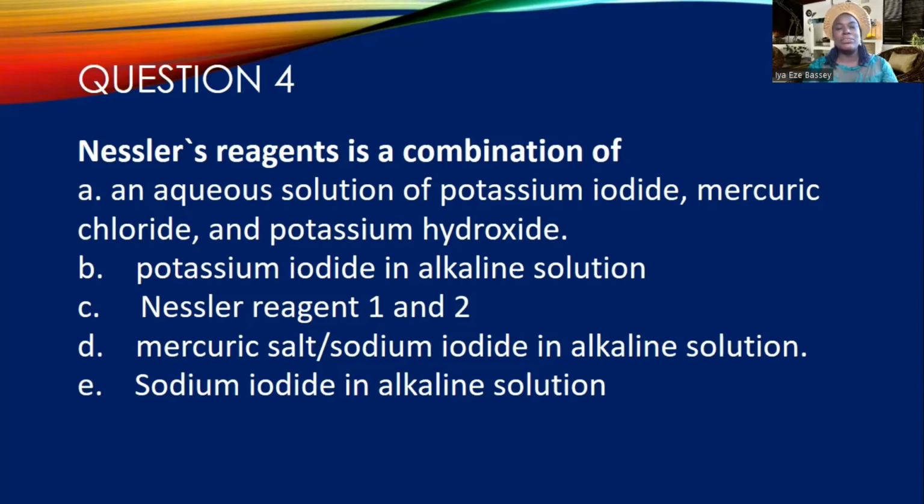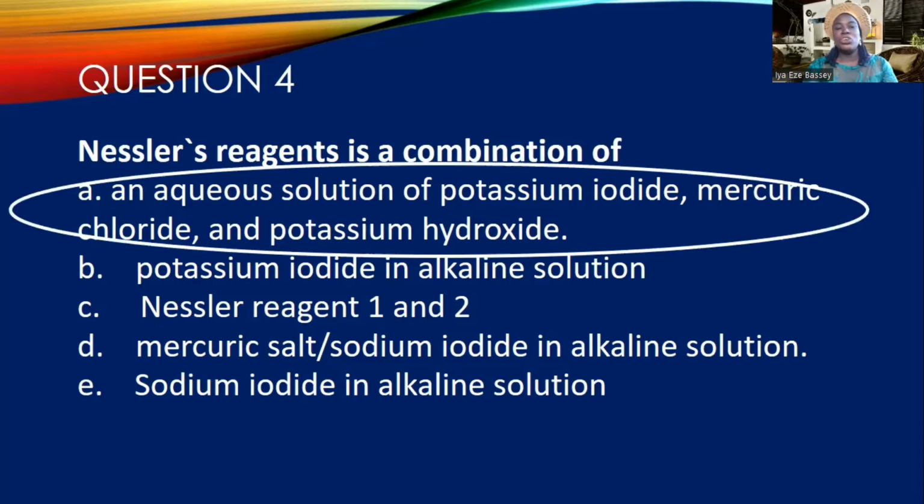So question 4, Nessler's reagent is a combination of A, an aqueous solution of potassium iodide, mercuric chloride, and potassium hydroxide. B, potassium iodide in alkaline solution. C, Nessler's reagent 1 and 2. D, mercuric salt and sodium iodide in alkaline solution. E, sodium iodide in alkaline solution. Usually, if you're giving components of a certain reagent, you should be very specific. So I would go with an aqueous solution of potassium iodide, mercuric chloride, and potassium hydroxide.